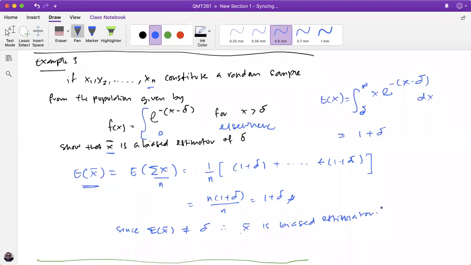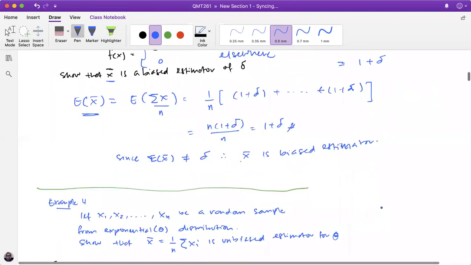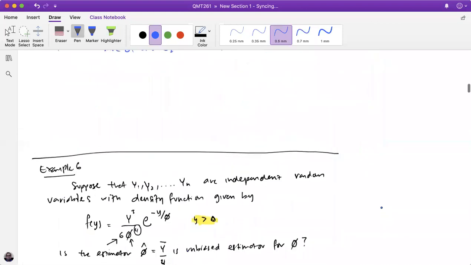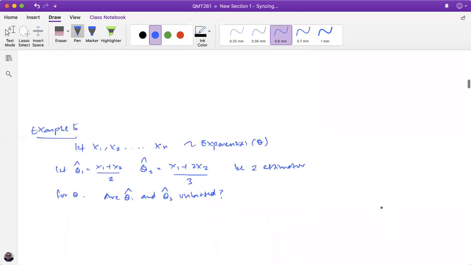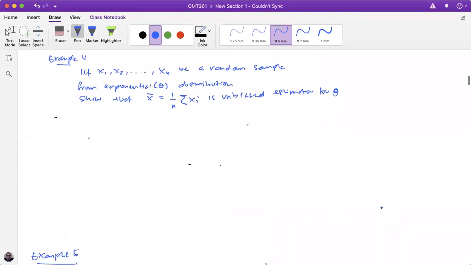Right. Okay. So now look at another example. In unbiased estimator, I give you a lot of examples. So just be prepared. Next week we're going to have your test number 1, so all these topics are going to be in your test. So now look at example number 4.